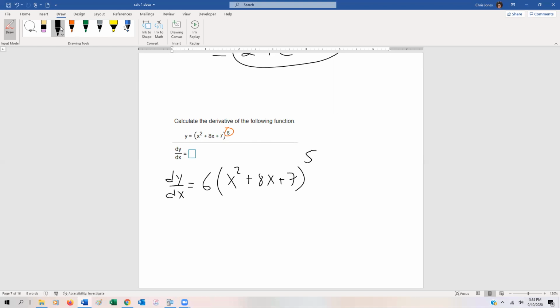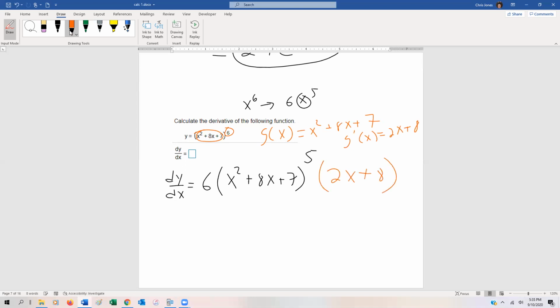All right, so for instance, if this was just x to the 6th, we know the derivative is 6x to the 5th of that. So the x just stays as it is, all right? But we still have to multiply by the derivative of the inner function. And our inner function is this x squared plus 8x plus 7. And so the derivative of that inner function is just going to be 2x plus 8. And that's what we're going to multiply to get that G prime.